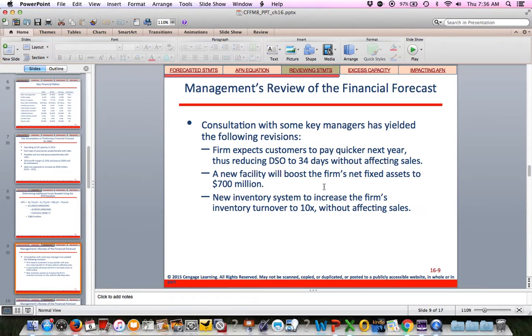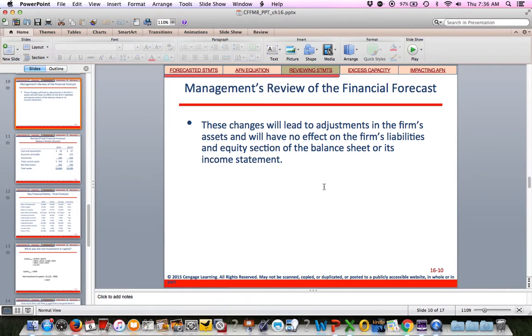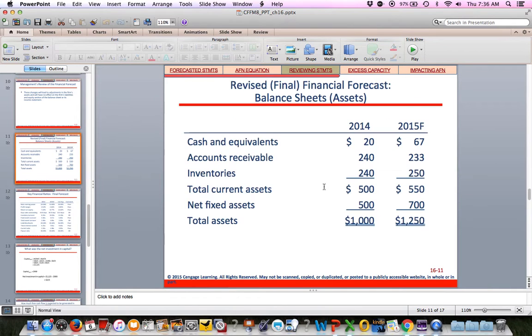Okay, so they're going to make some changes. DSO down to 34, buy a new facility or expand a facility, and spend $700 million in fixed assets, and then increase turnover to 10. These changes will lead to adjustments in the firm's assets and will have no effect on liabilities and equity section of the balance sheet or its income statement.